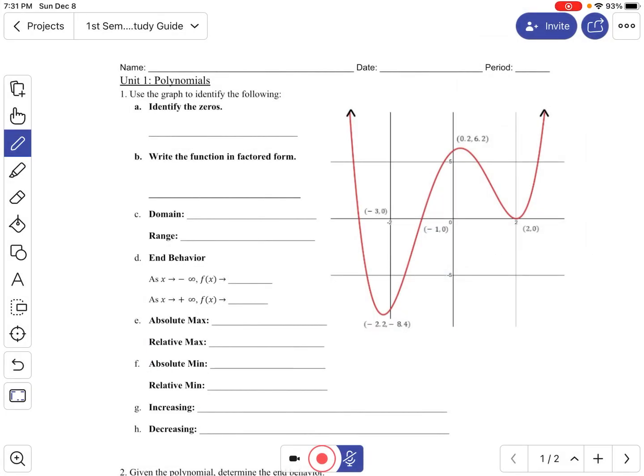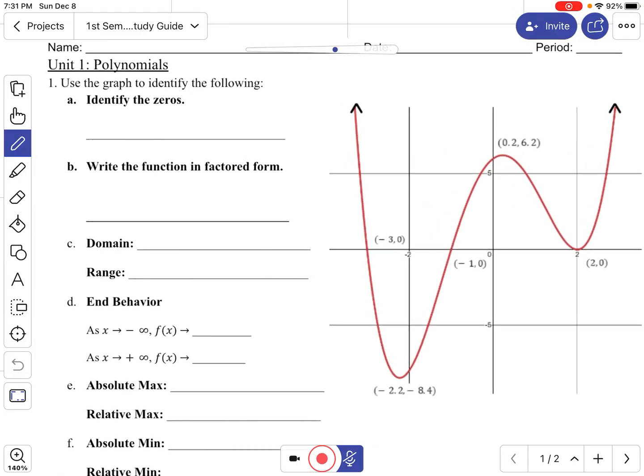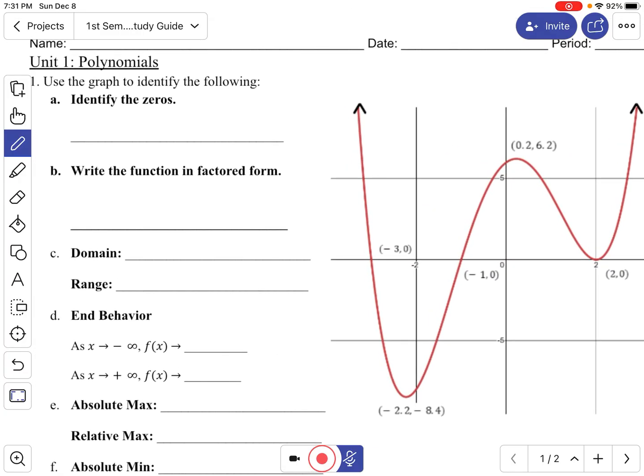This is Mr. Hernandez, and I'm going to be going over this first unit with the study guide for the first semester, which is on polynomials. So the first thing we're going to do is talk about different parts of the graph of a polynomial.